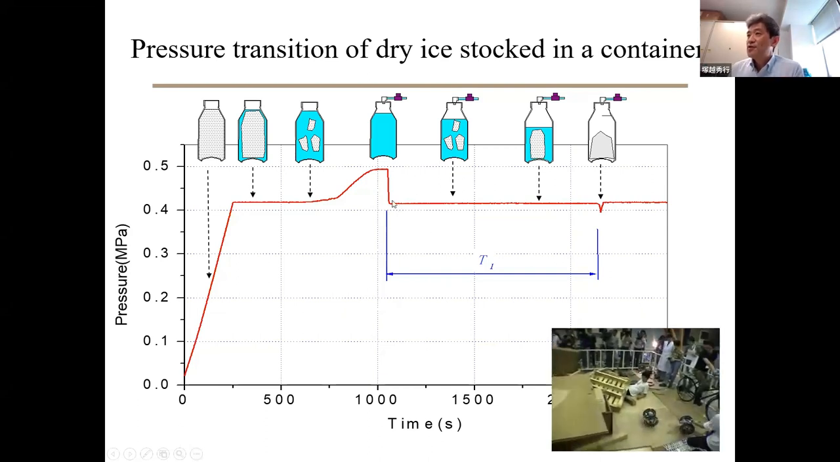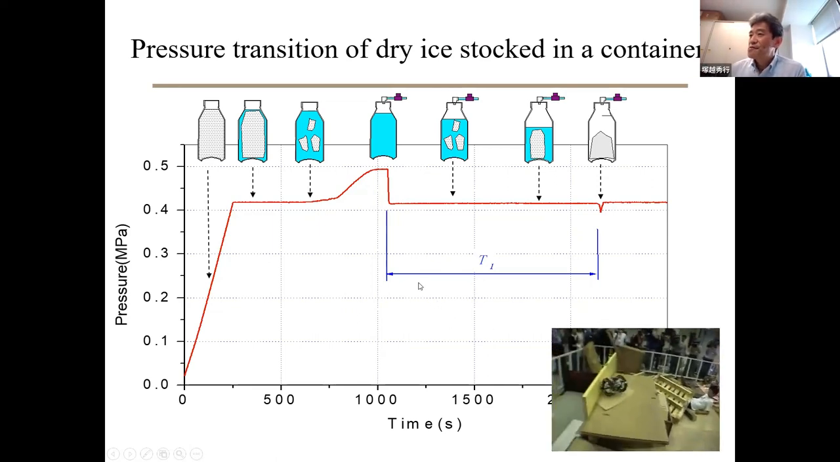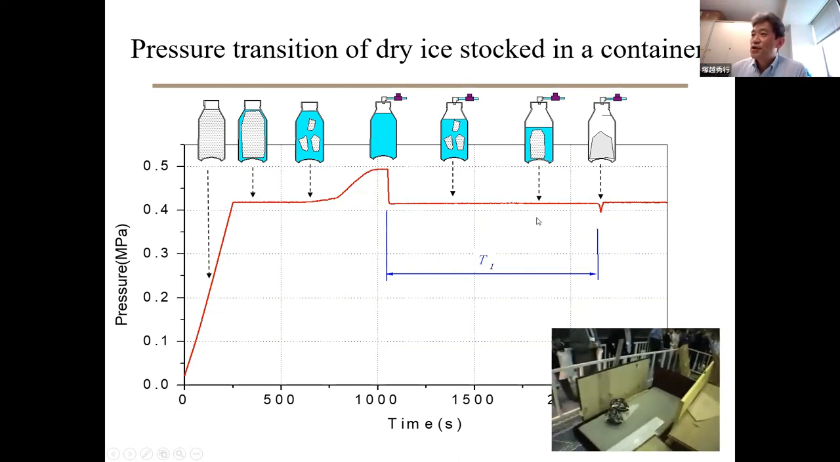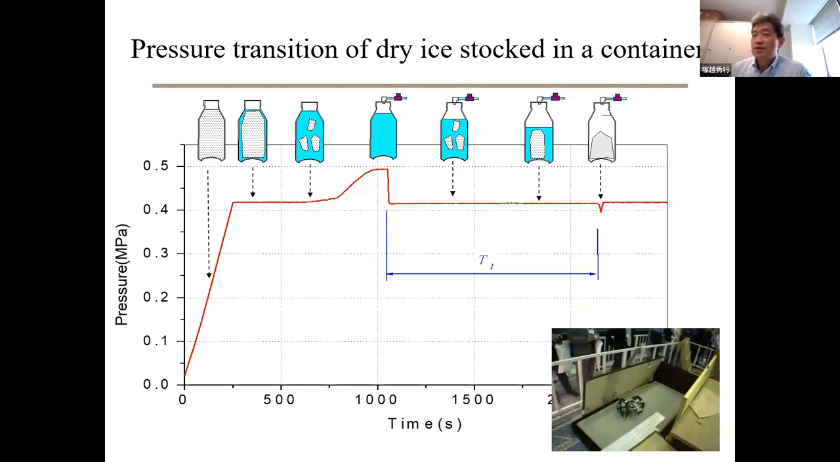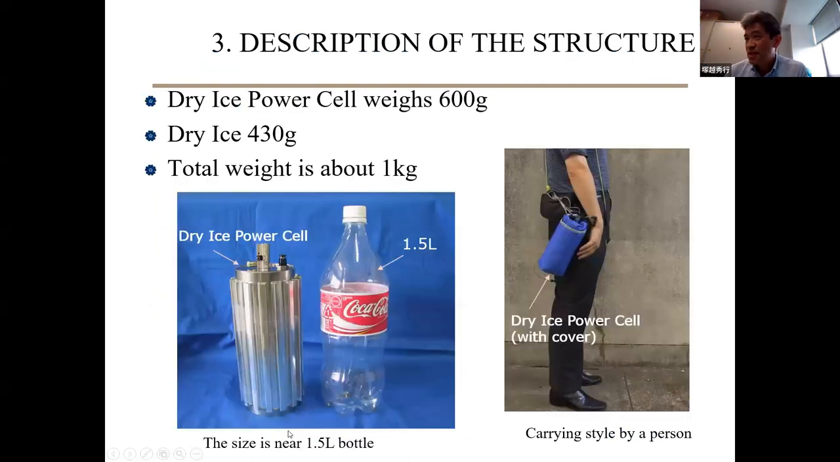Then using this dry ice power cell, the robot can keep jumping for 12 times. So quite a longer time. And this is the vessel, 460 grams in total, and inside of it, 430 grams of dry ice is contained. And this might also be utilized for wearable device applications.